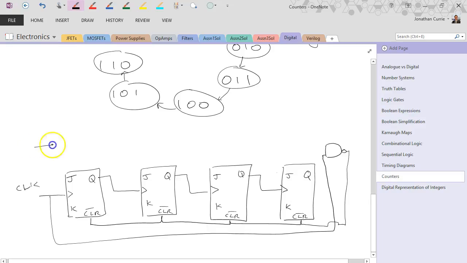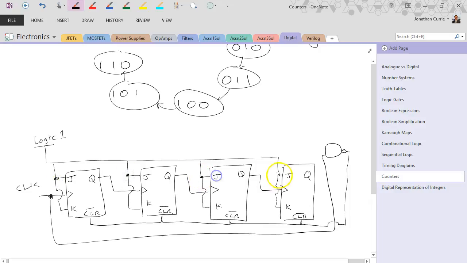All our J and Ks are going to be connected to logic 1. So they are all connected in a toggle fashion, like so. I'll just do dots to make it a little bit easier to see what's joining and what's not.